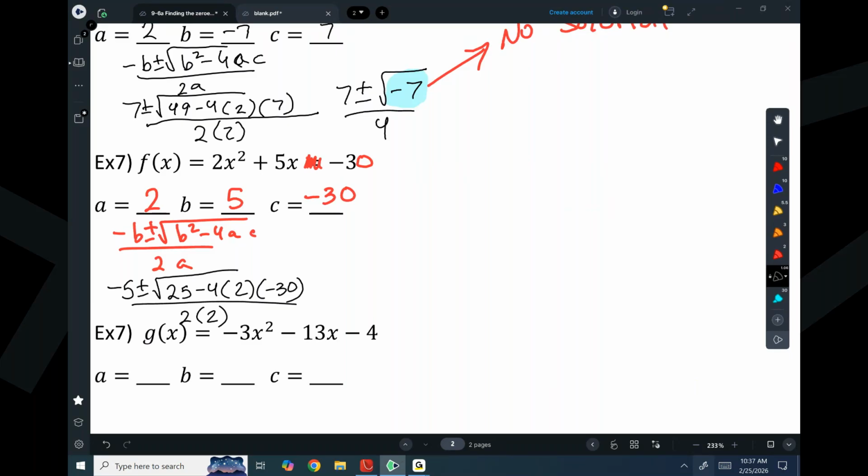All right, is this going to be negative? Is 25 minus 4 times 2 times -30 going to be negative? No, a double negative makes a positive, so we're safe this time, right? All right, type that into a calculator. Somebody go ahead and do it. What is that? 25 minus 4 times 2 times -30.